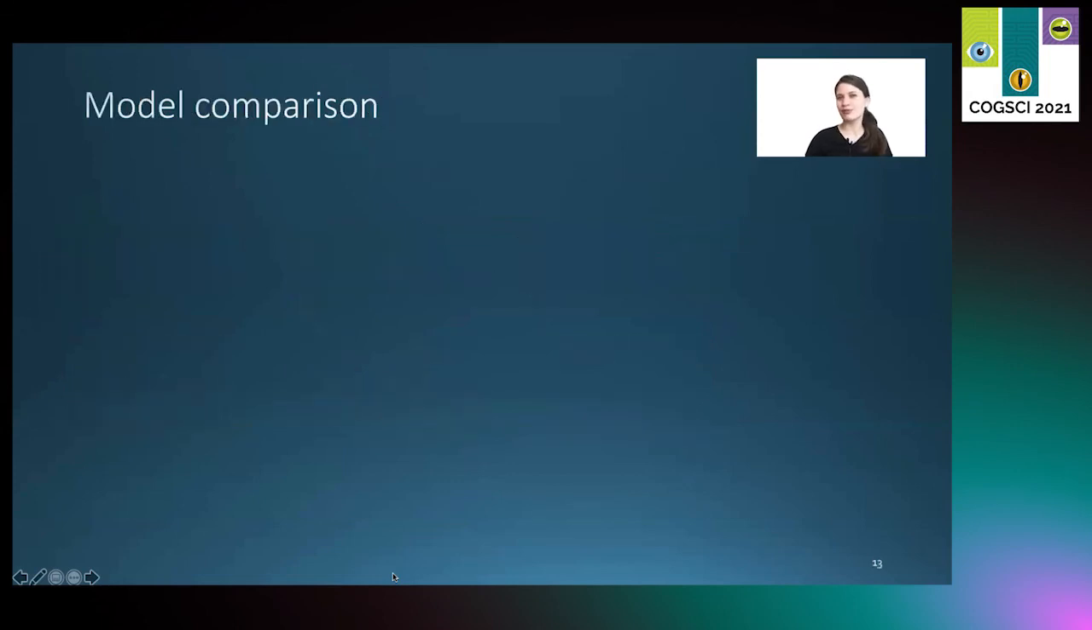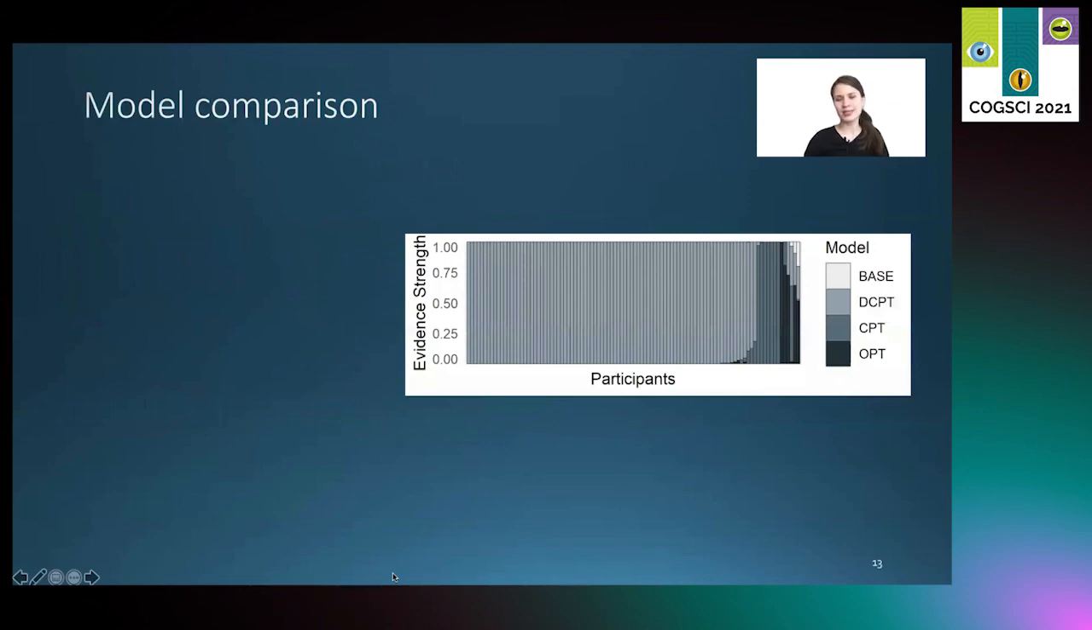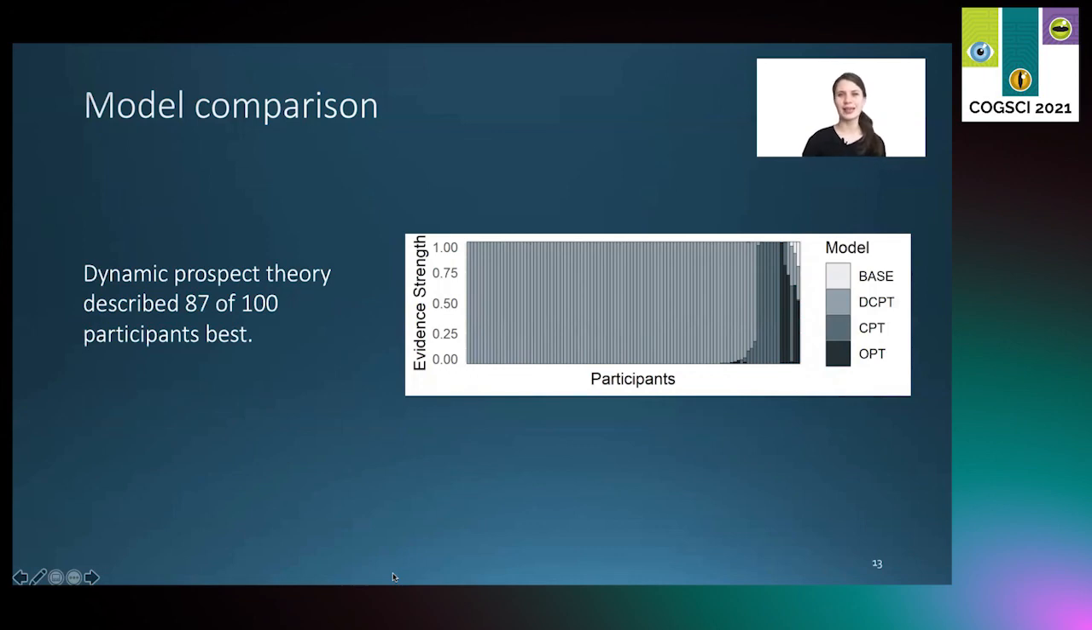We compared the performance of the three cognitive models and a baseline model which predicts random choices. We estimated the model parameters on an individual level, and we calculated evidence strength for the models based on Akaike weights. In this plot, you see the evidence strength for the models separated by participants. Each bar represents a participant, and the colors are the evidence strength for the models. In this plot, you can see that 78% of participants were best described by dynamic prospect theory, 7% were best described by cumulative prospect theory, and the optimal model described 2%. We see that dynamic prospect theory does much better describe choice behavior in risky choices than the other models.